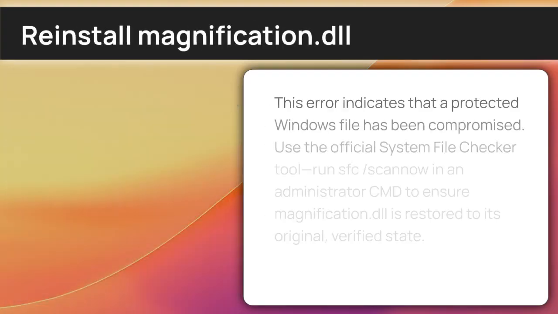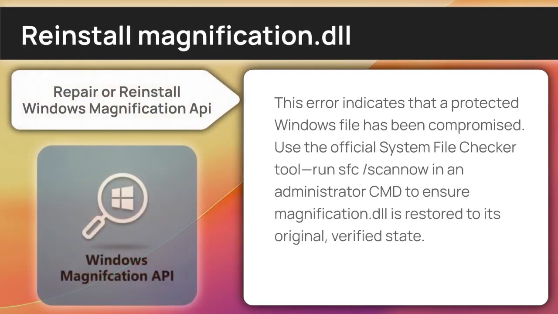This error indicates that a protected Windows file has been compromised. Use the official System File Checker tool. Run sfc /scannow in an administrator CMD to ensure Magnification Library DLL is restored to its original verified state.